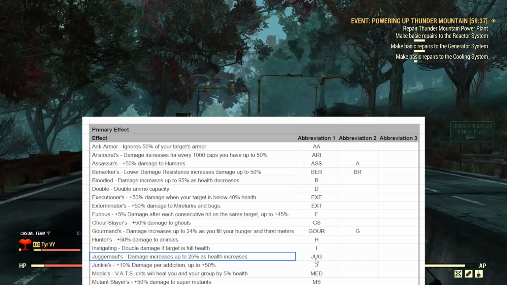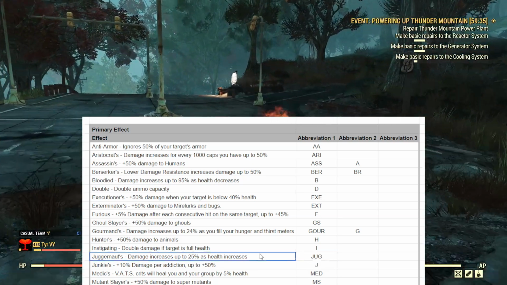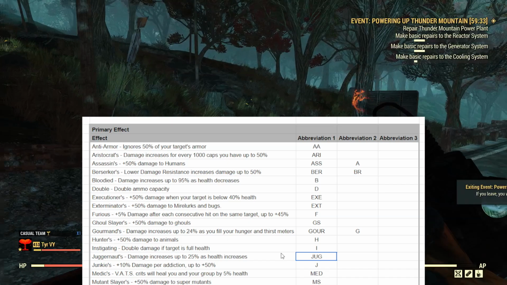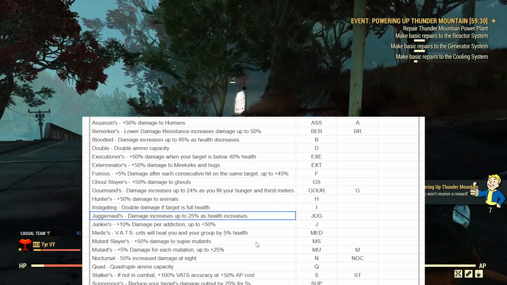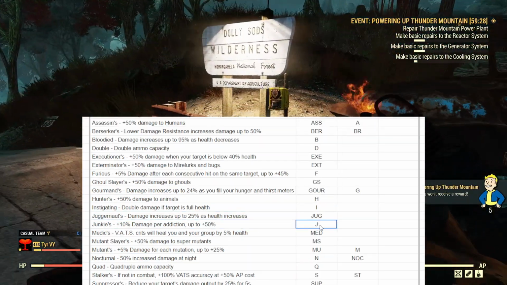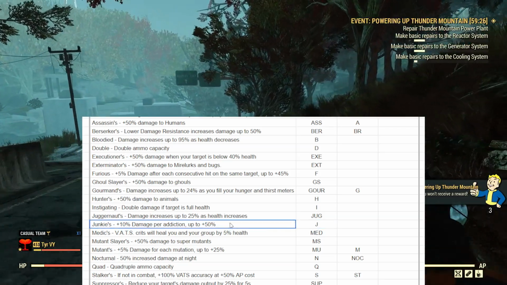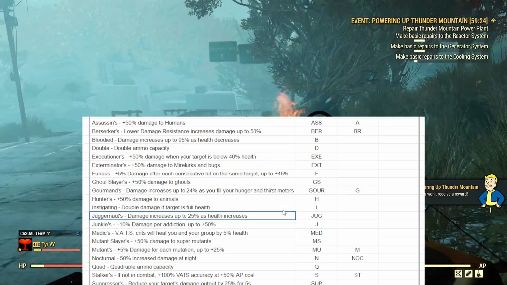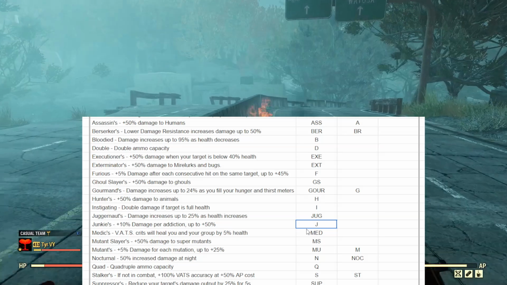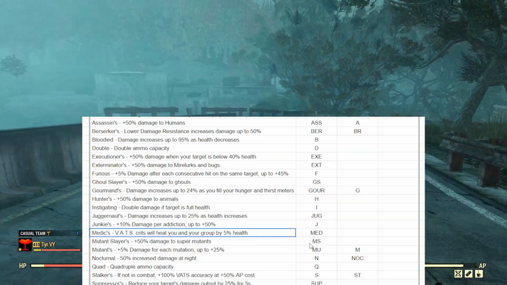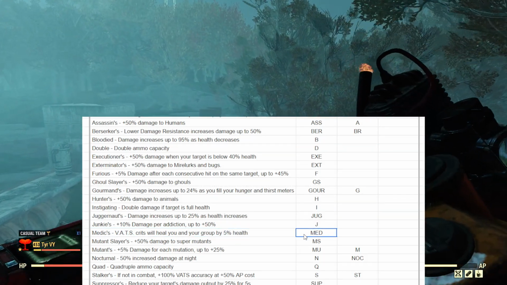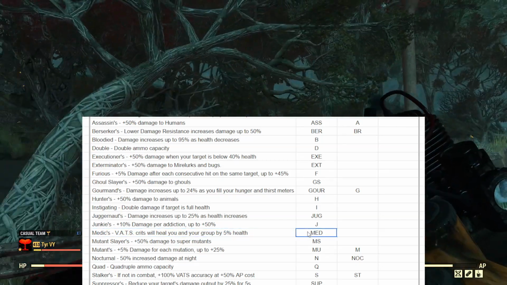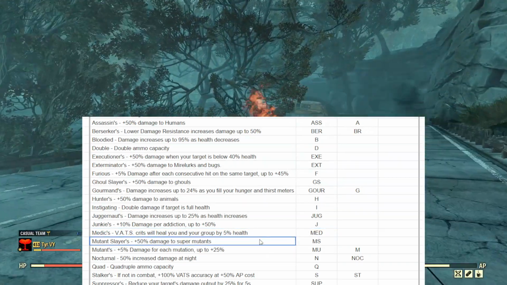Juggernauts, this is pretty much always written as J-U-G for jug. Makes perfect sense there, just write jug. Junkies, it is always written as just the letter J. Junkies was out first and then they added the Juggernauts effect later on, so Junkies has just always been J. Medics is always written as Med, M-E-D. Perfectly describes it, nice, quick and easy, only three letters, perfect.